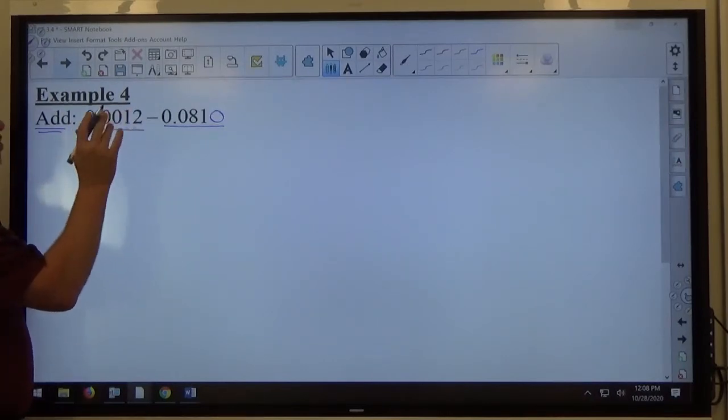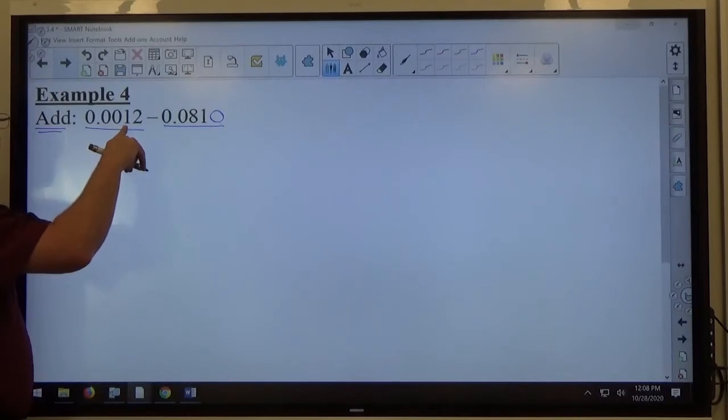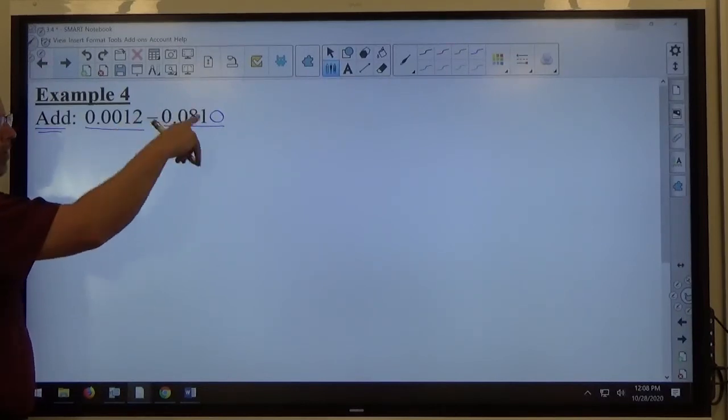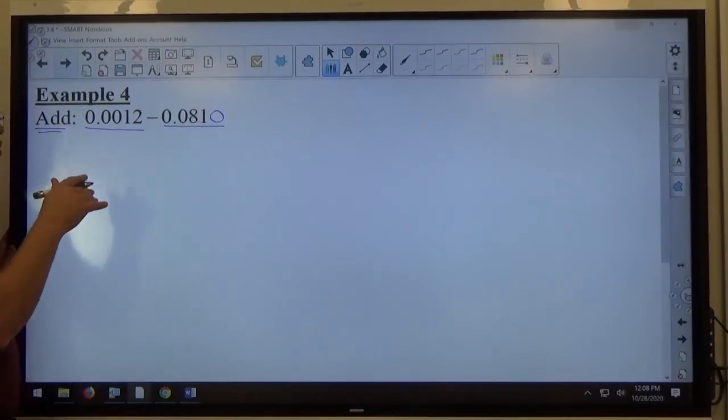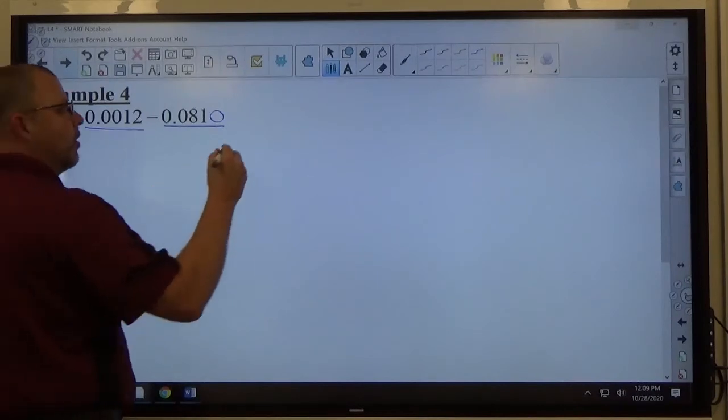if you pretend the decimals aren't there, 810 is bigger than 12. So again, just pretend the decimals aren't there at all. What's bigger, 810 or 12? This is bigger. So when I write my subtraction statement, I've got to do big minus small, because again, that's how we learn how to subtract in 2nd grade.